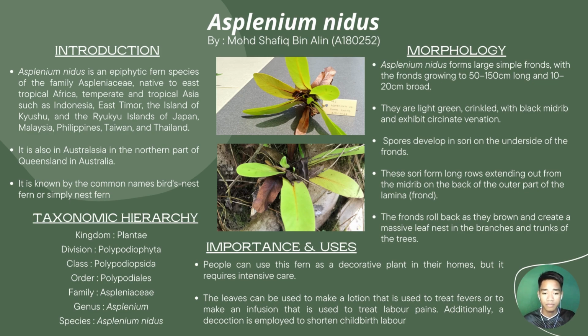People can use this fern as a decorative plant in their homes, but it requires intensive care. The leaf can be used to make a lotion that is used to treat fever or to make an infusion that is used to treat labor pains. Additionally, a decoction is employed to shorten childbirth labor.